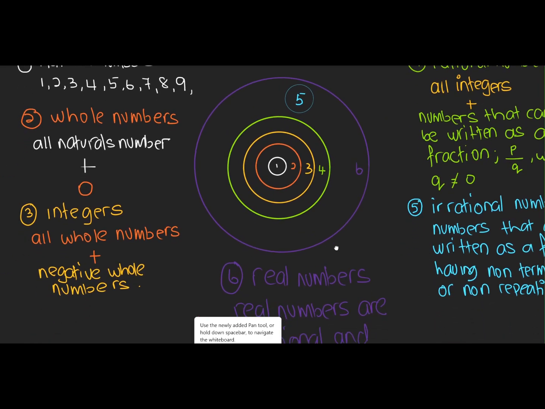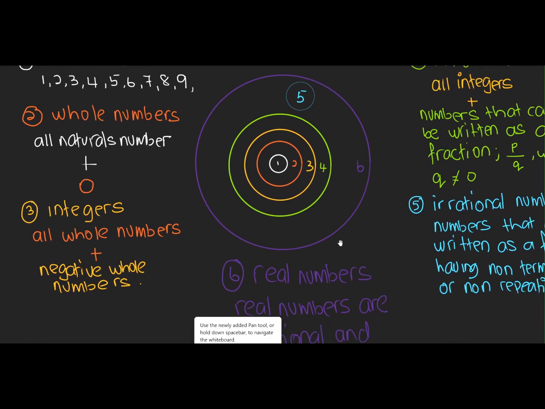So integers are all whole numbers plus negative whole numbers. Now we have something new. Negative numbers are numbers which are quite opposite to the positive numbers. If positive is profits, then negatives will be losses. If positive shows a bird flying in the sky, negative will be showing fish swimming in the sea. So that is a very non-formal definition for positive and negative.